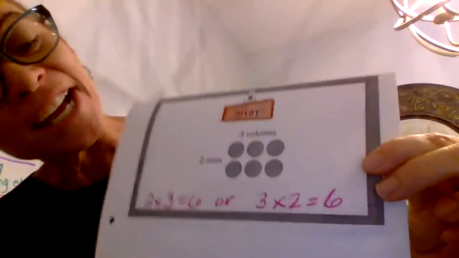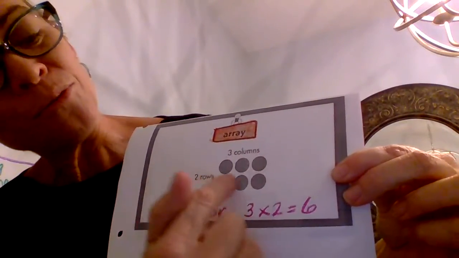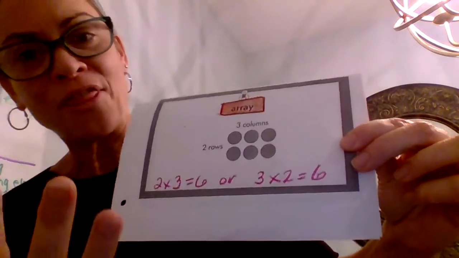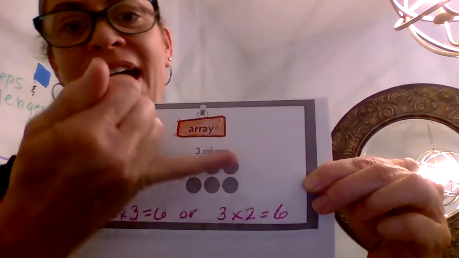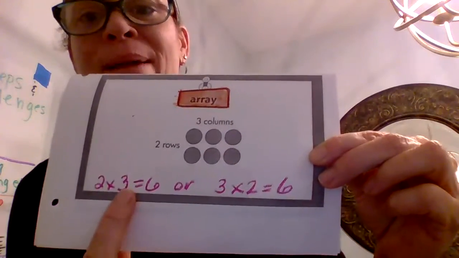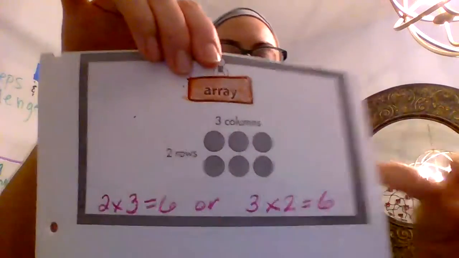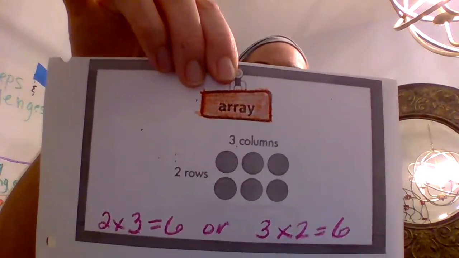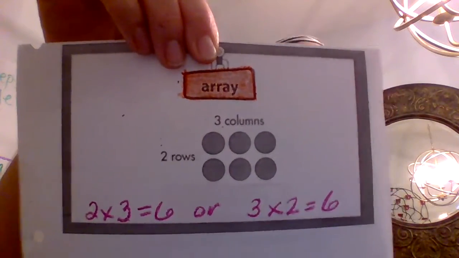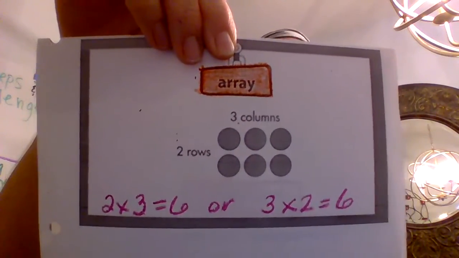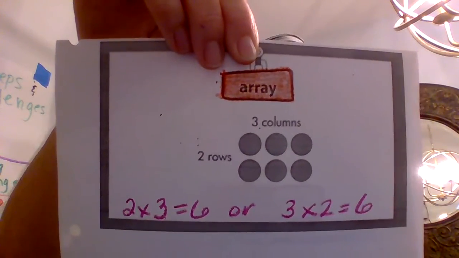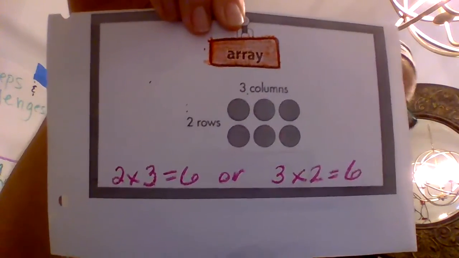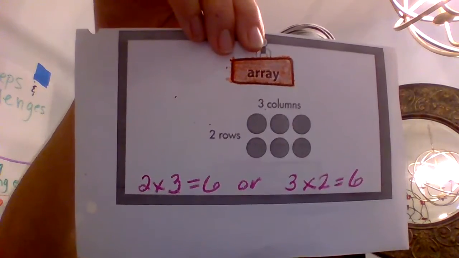Okay, so here we have 2 rows of 3 again. There's 3 columns and 2 rows. Go ahead and write both of these multiplication equations because it's showing how you could switch the factors and you still get the same product. Go ahead and pause and put your examples in your book.